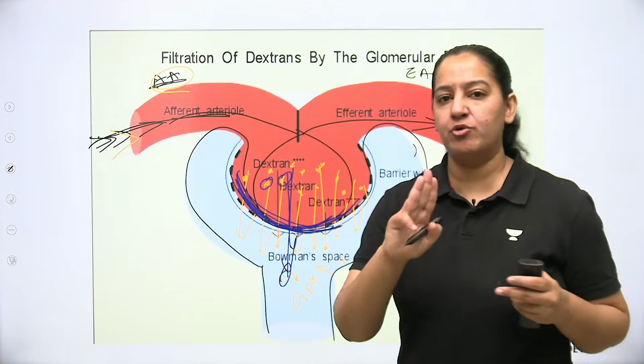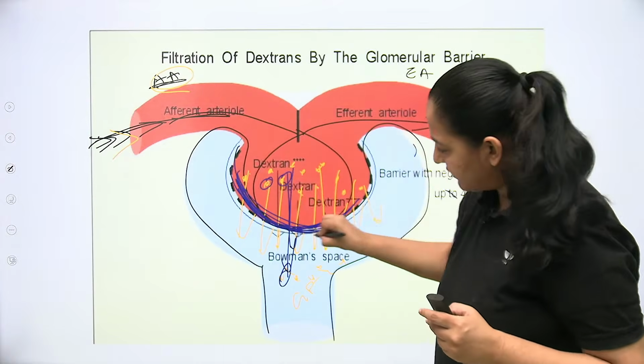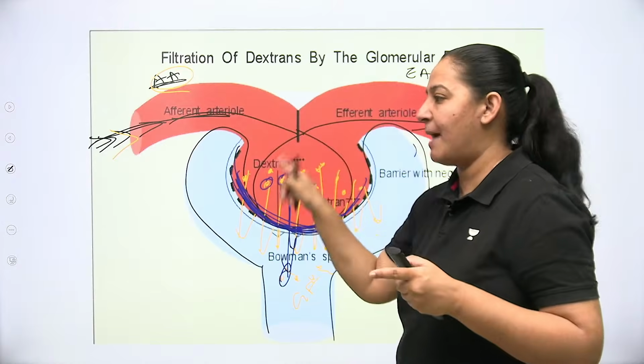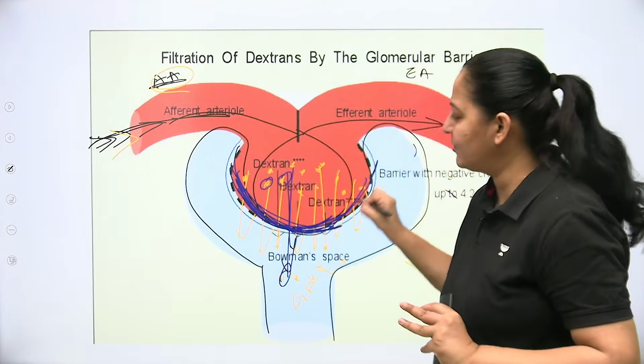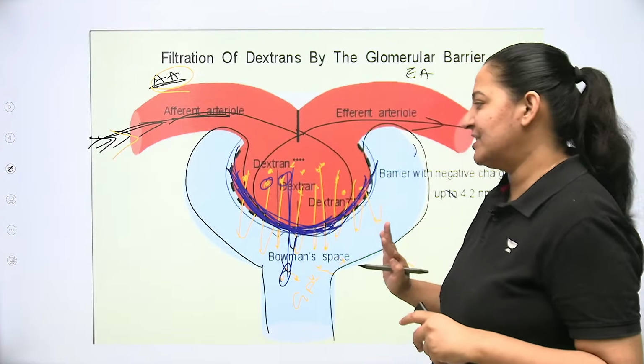So these substances have to cross 3 layers. Here 3 layers are present, right? So there is a basement membrane of the capillary. This is a capillary now. So this is the afferent arteriole coming, forming multiple capillaries. It is one of the capillaries. All capillaries have a basement membrane. So this is a basement membrane. So the first thing is the basement membrane, right?